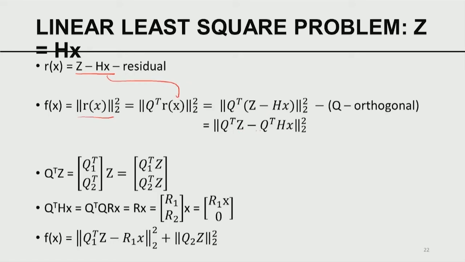But we already know Q is Q1, Q2. Therefore, Q transpose Z is Q1 transpose Z, Q2 transpose Z. Q transpose H of X is equal to Q transpose Q R of X, and that is essentially R of X, which is R1, R2 of X, which is R1 X. The bottom line is 0 because R2 is 0. So when I combine these operations, my F of X now becomes this. F of X is equal to the squared norm of Q1 transpose Z minus R1 X, plus the squared norm of Q2 transpose Z.